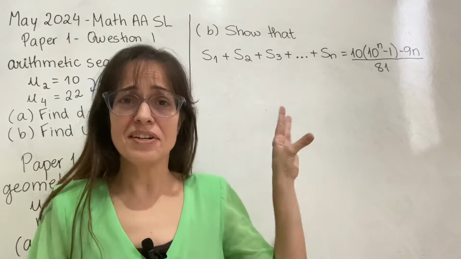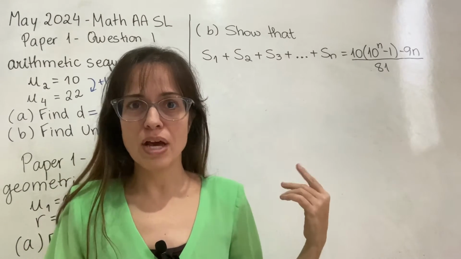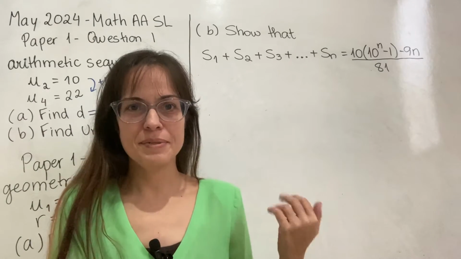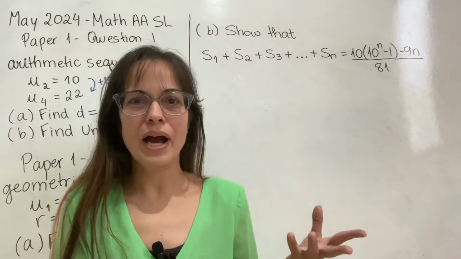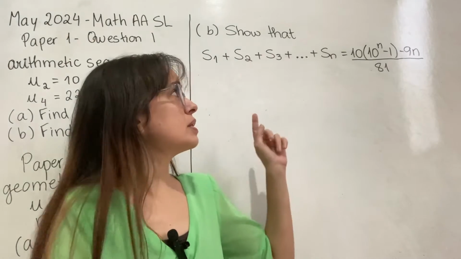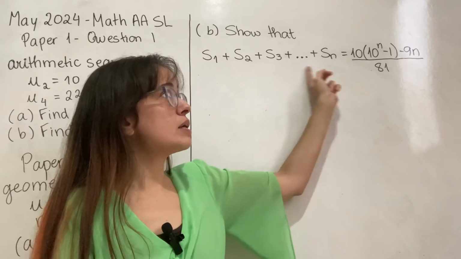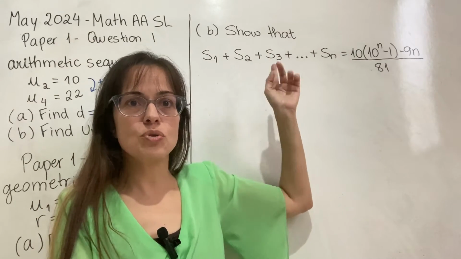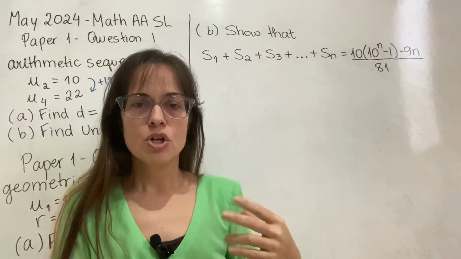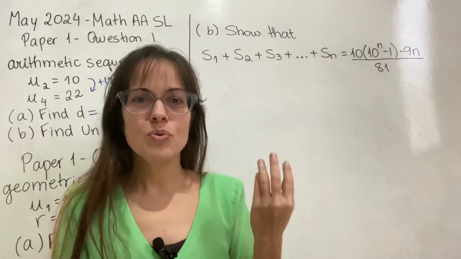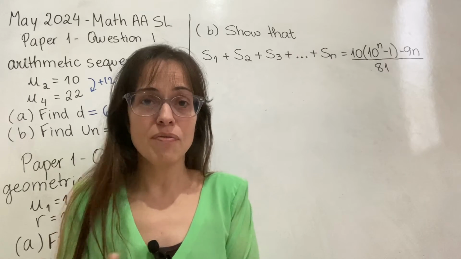Already it doesn't start out very well because it is a show that question, and I am not a big fan of show that. But seriously, this is not why this question is difficult. It's difficult because it is asking us to add up a bunch of terms, and the terms are called S1, S2, S3, all the way until Sn. So this really looks like the sum of a sequence, which is something that we think we are familiar with.